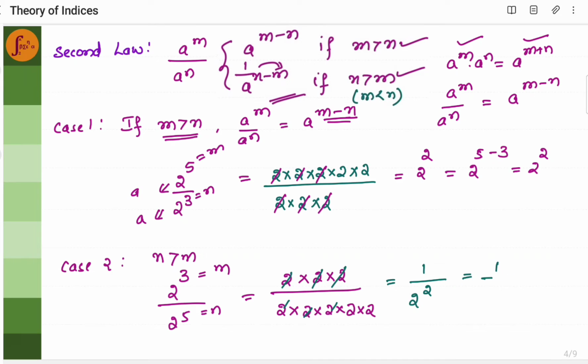What does this mean? This is 1 by 2 to the power n minus m, that is 5 minus 3. 5 is n and 3 is m. So 5 minus 3 is nothing but n minus m. We assumed that n is equal to 5 and m is equal to 3.